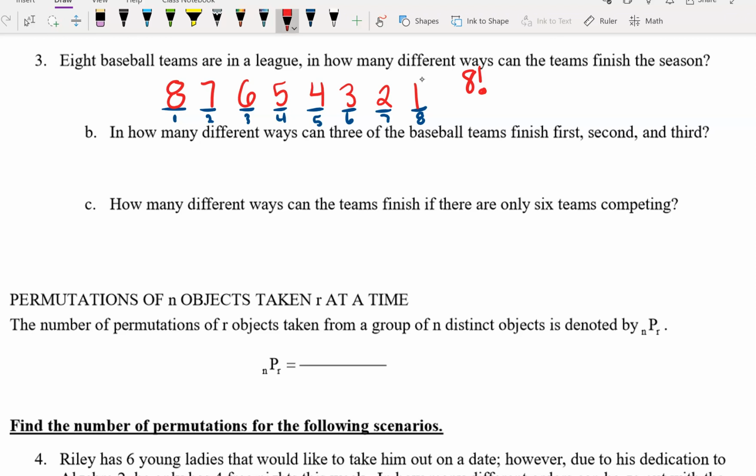I got 40,320. Go ahead and check my math in case I did something wrong.